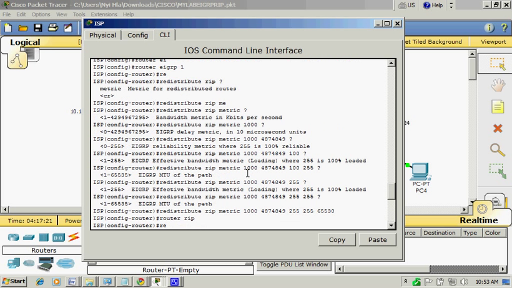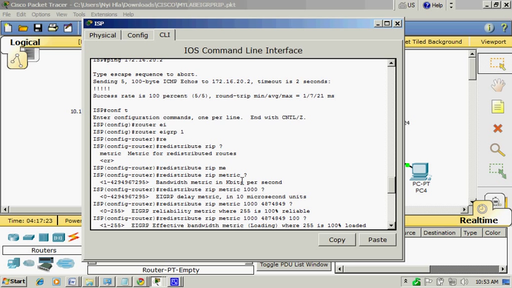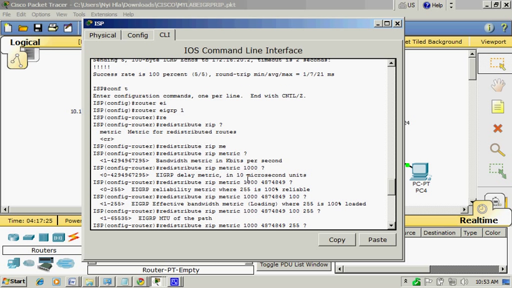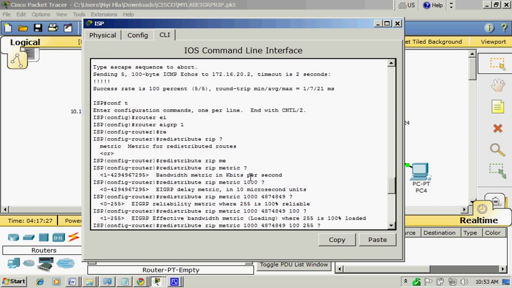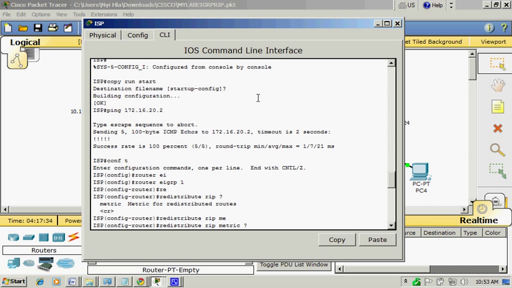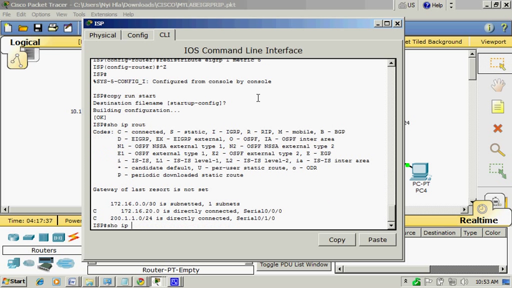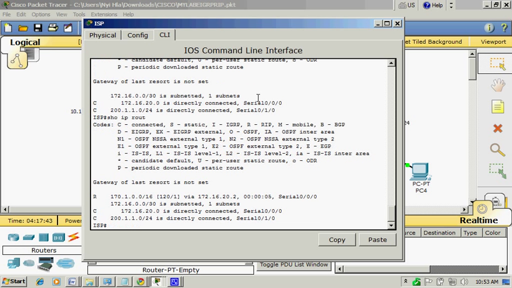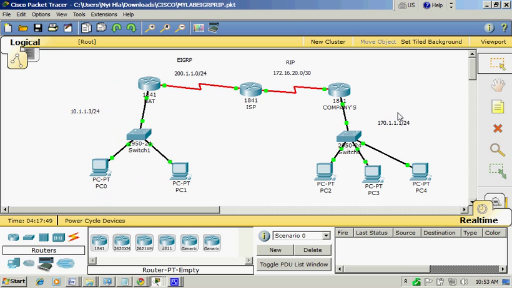So you see, I think you already see how to redistribute the RIP into the EIGRP and EIGRP into RIP. So it is important. Over here, show ip route. You see two connected routes and one RIP. One RIP is for the LAN over here.